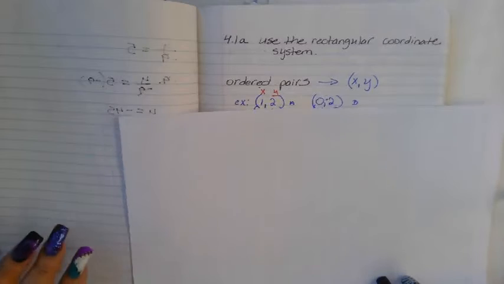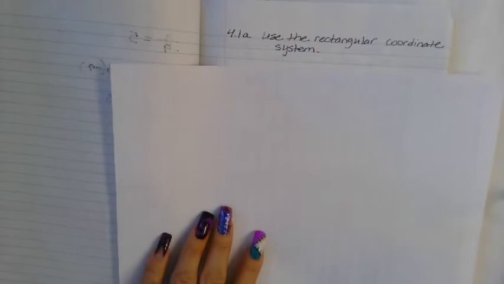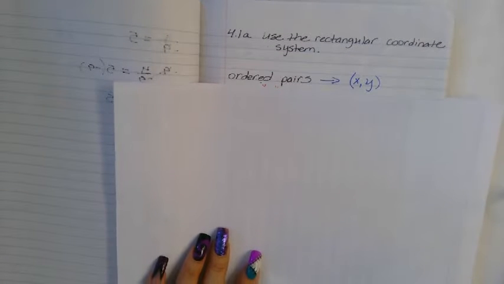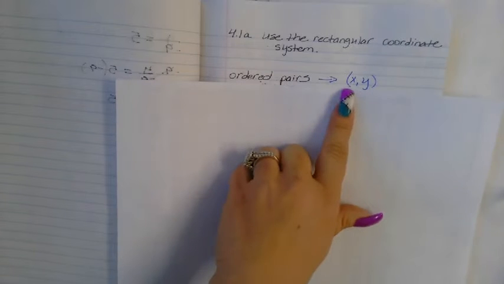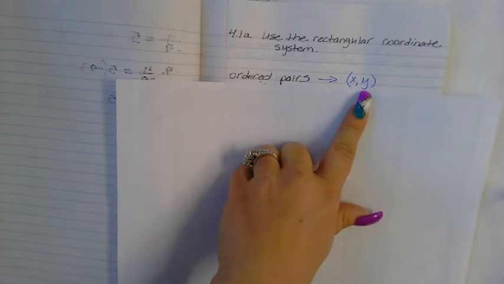So let's see what that's going to look like. We're going to talk about graphing ordered pairs today. And ordered pairs is just x, y. Your first number is always x. Y is your second number.